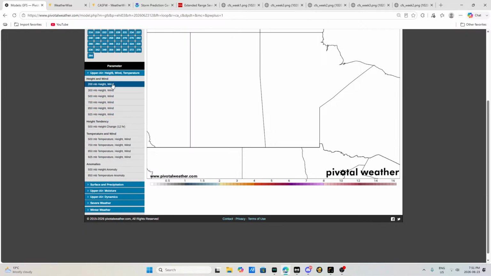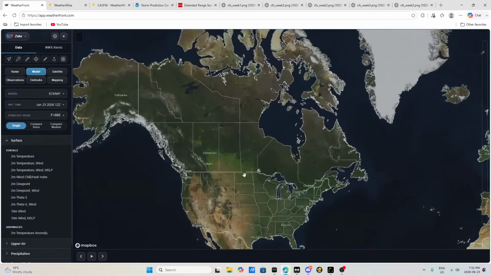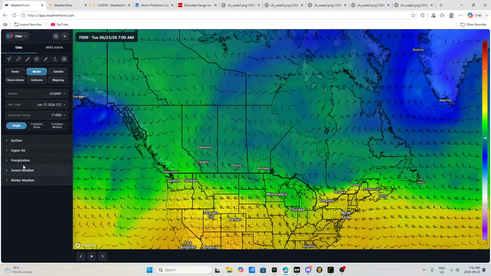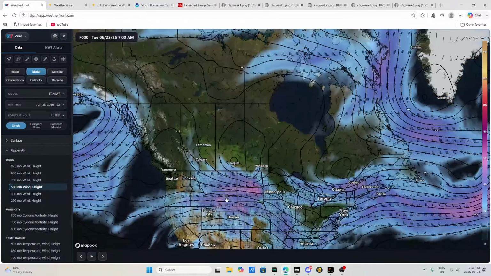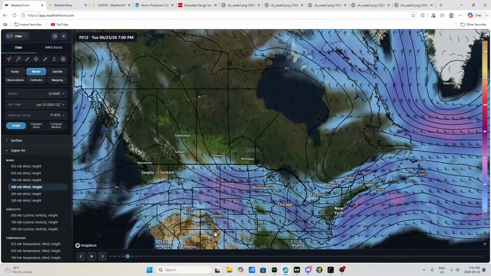Oh wait, no, we have to cover why it's happening. Okay, so if we go here, you know what? Let's just do Weather Front. Let's do Weather Front app, because I like this format a lot better. ECMWF, yes. Let's do upper air. Okay, so we want to know why this is happening. You can see as the day progresses on, we'll wait for the models to load up a bit.